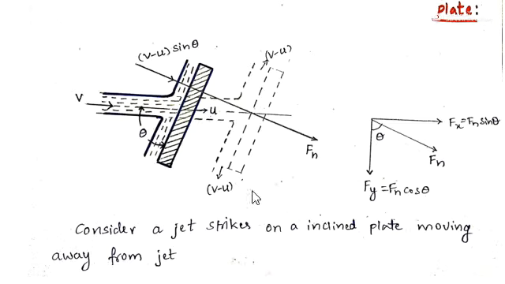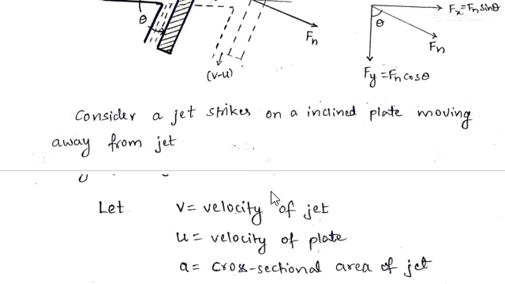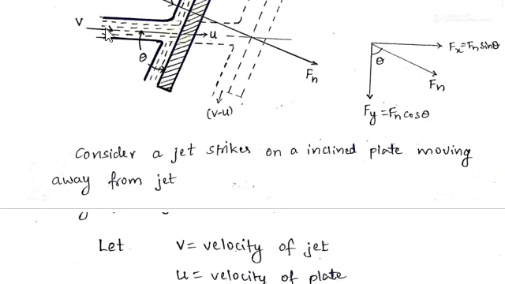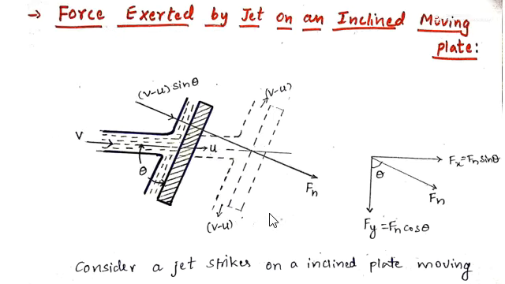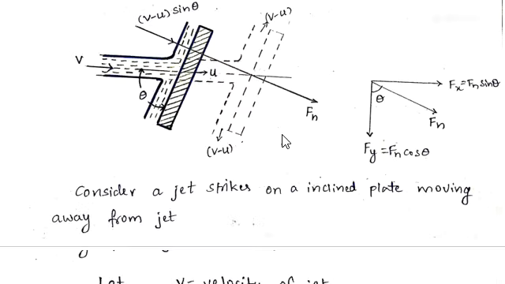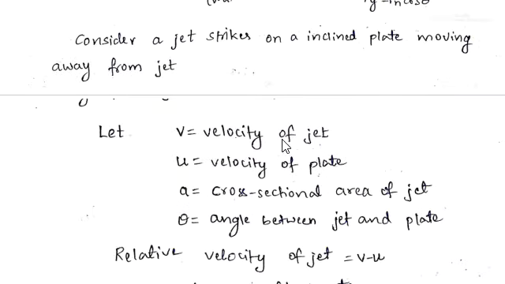If you see here, consider a jet that strikes an inclined plate moving away from the jet. Here let v be the velocity of the jet, u the velocity of the plate, A the cross sectional area of the jet, and theta the angle between the jet and the plate surface, or plate simply you can say.